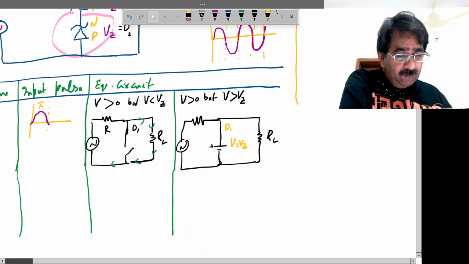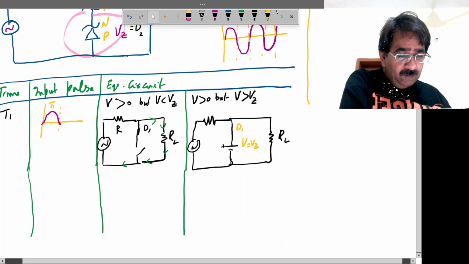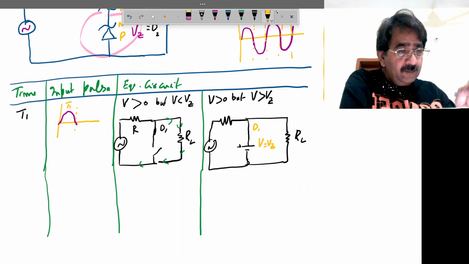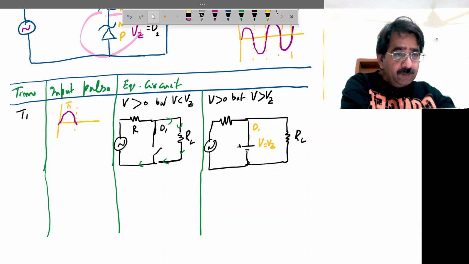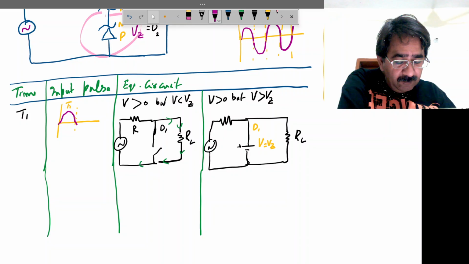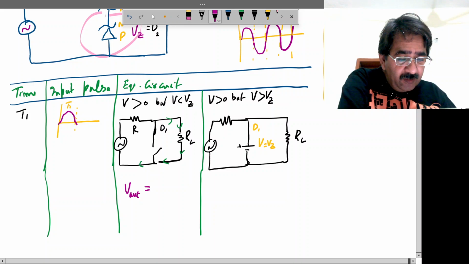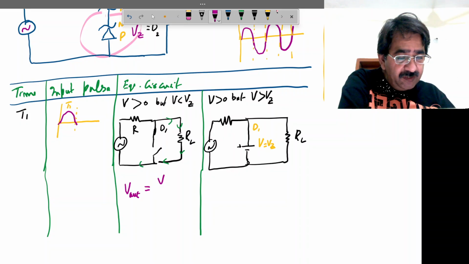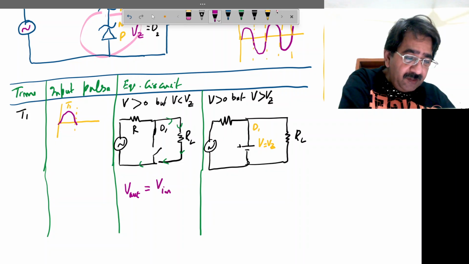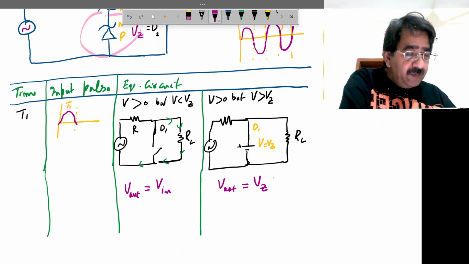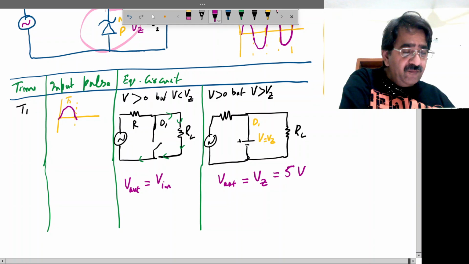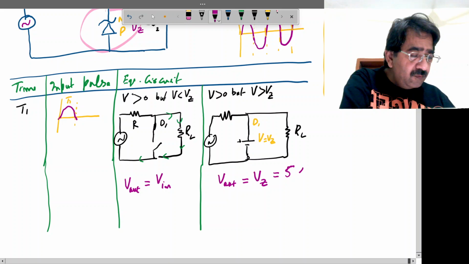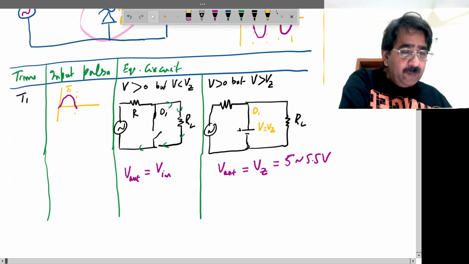For this, V out or load output will be equal to V in, because all the voltage is dropping across the load resistance. So V out will be equal to V in. But for this case, V out will be equal to Vz. So the voltage will not cross the 5.5 volt limit. The output will be about 5 to 5.5 volts. This is for the time T1.